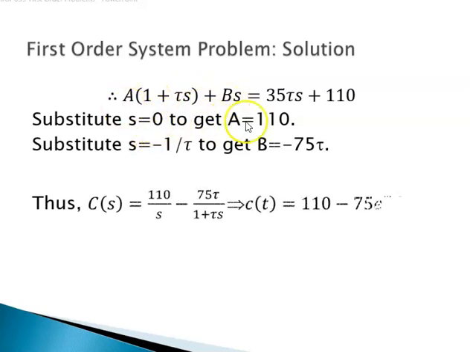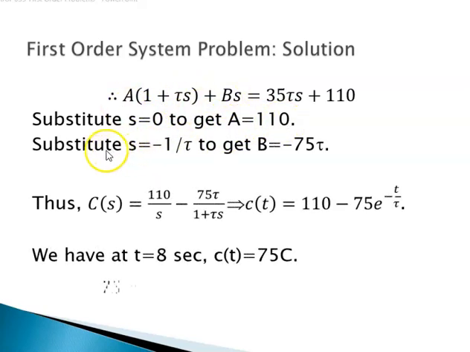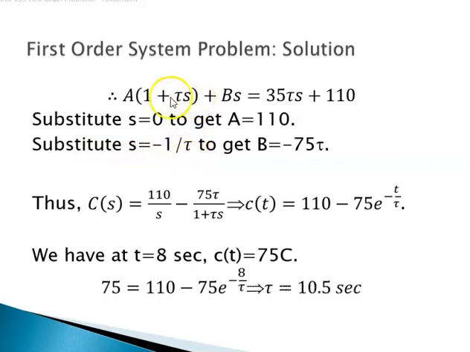Substitute s equal to 0, you have A equal to 110. Substitute s equal to minus 1 over tau because we want to cancel this term. We get B equal to minus 75 tau. So C(s) is 110 over s and this, and when you take inverse transform, you see minus 75 e to the power of minus t over tau. In this equation substitute t equal to 8 seconds and C(t) equal to 85, because that is the given condition, to find that the time constant is 10 seconds.